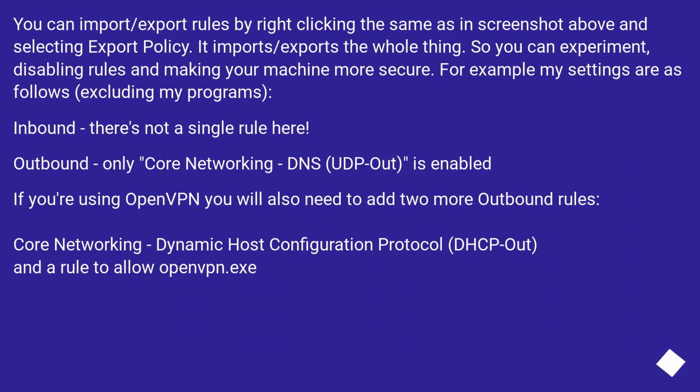Inbound, there's not a single rule here. Outbound, only Core Networking, DNS UDP out is enabled. If you're using OpenVPN, you will also need to add two more outbound rules: Core Networking, Dynamic Host Configuration Protocol, DHCP out, and a rule to allow openvpn.exe.